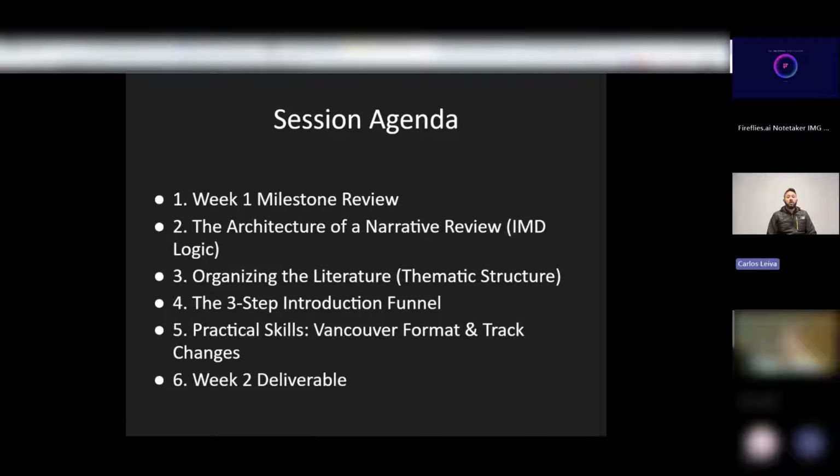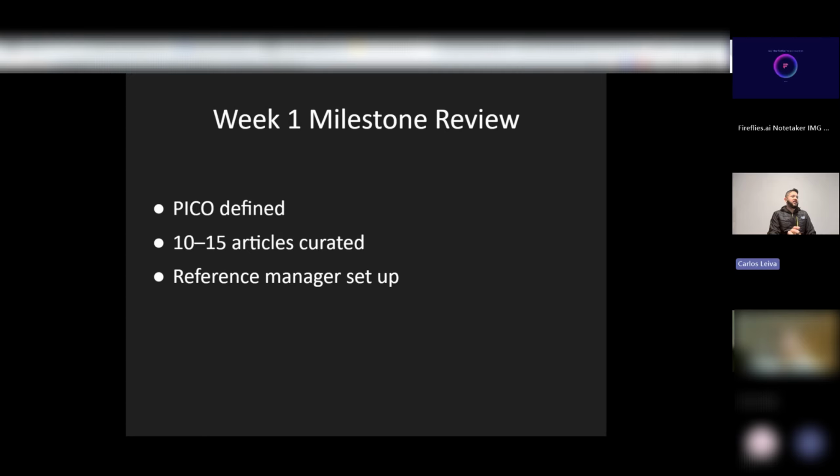I'd like one or two of you to briefly share your specific PICO questions and one key paper you found. So we'll share a little bit of that. The milestone for today that we're checking, as we mentioned, is the 10 to 15 articles and the reference manager setup. So let's get started with this.